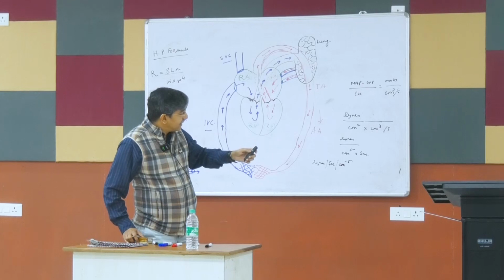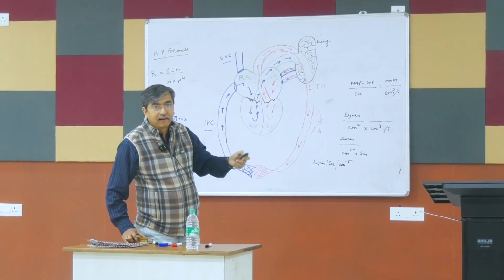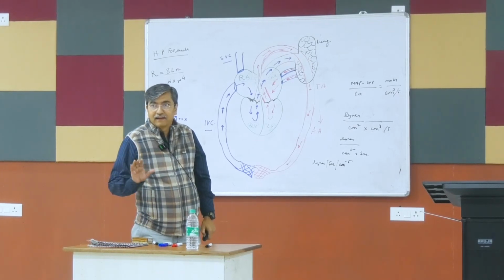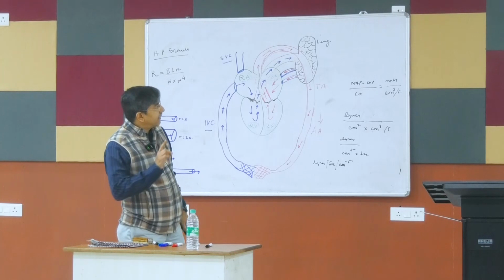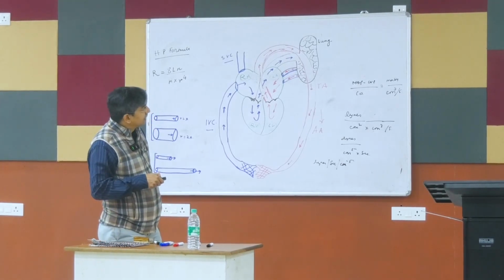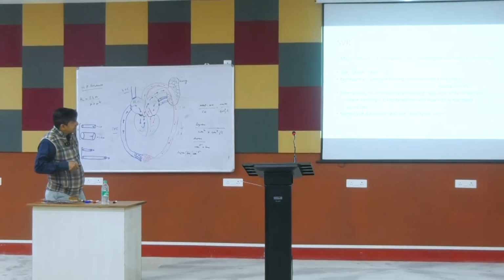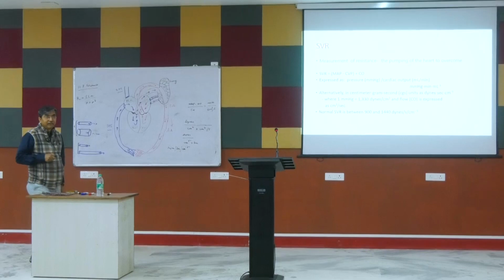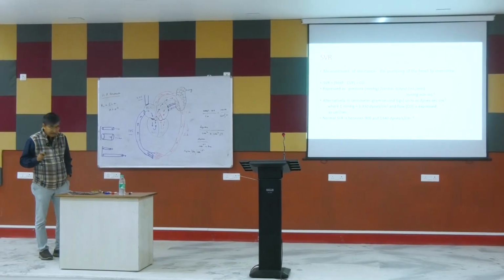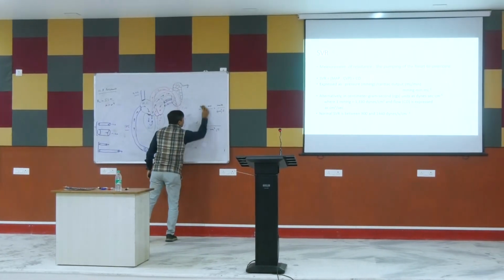So normal SVR is like this, 900 to 1440. Is it clear? MAP minus CVP by cardiac output, that's the crux. So the calculation will come in dynes per second per centimeter to the power 5. Is it clear? Okay. So this is SVR.